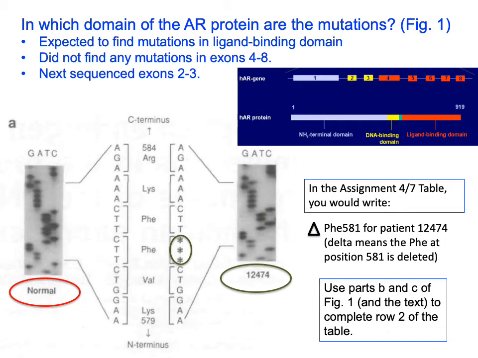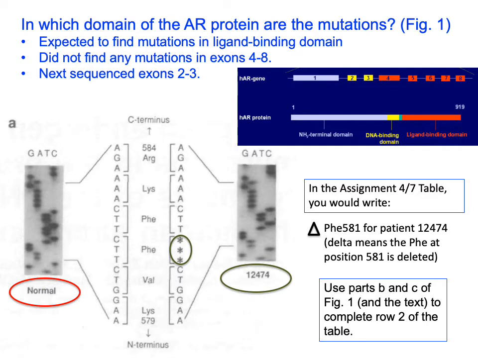Okay, their next question, after realizing that the AR protein does not bind androgen normally, is to ask in which domain of the AR protein are the mutations. So they expected to find mutations in that ligand binding domain, right, in the red area. So I've shown you again in the upper right, just to remind you where those domains are. Because they found in the patients in that first table that the AR protein did not bind androgen well, they expected, well, that's probably because there's mutations in that domain.